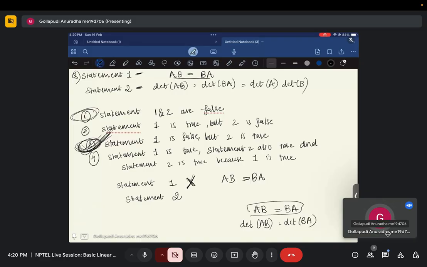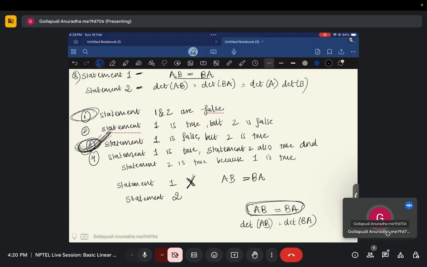So for example, for a diagonal matrix it is true. There might be some special cases for which AB is the same as BA, but it's not true for whatever matrices. For example, you can take the example of some 3 by 3 matrices, or maybe some 2 by 2 matrix, something like that.